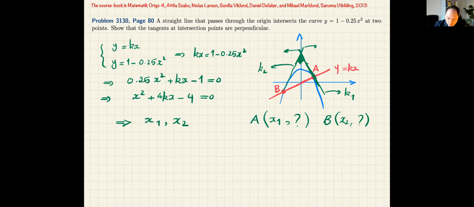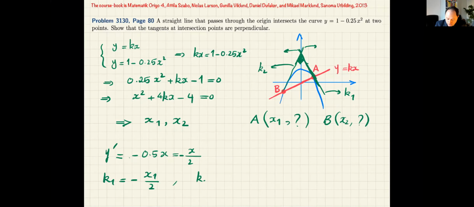Let me just do it step by step with you. I take the derivative of my y. The derivative of 1 is 0, the 2 goes down and multiplies, so it becomes minus 0.5x, which is minus x divided by 2. And then what is k1? It's minus x1 divided by 2. Very good, thank you.